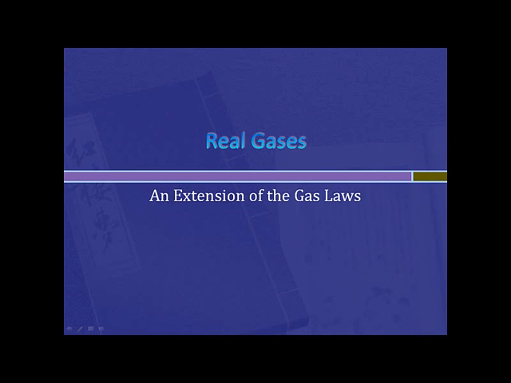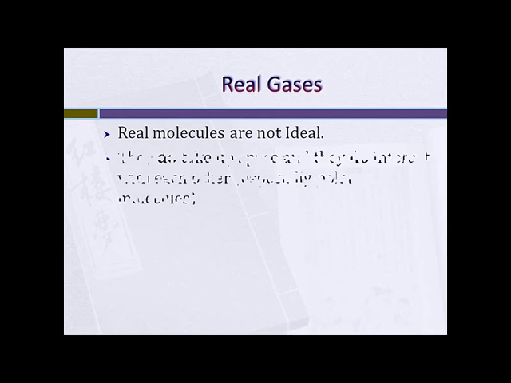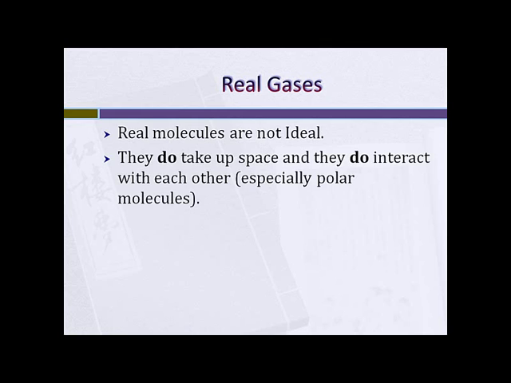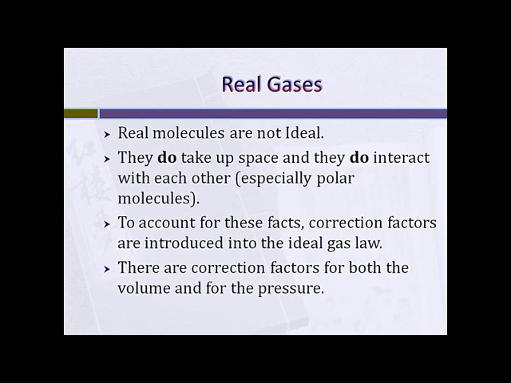This is the final podcast in our series on the gas laws, and this one is looking at real gases. Real gases are not ideal gases. You see, the particles aren't ideal. They do take up space, and they do interact with each other, especially polar molecules. So to account for these facts, correction factors are introduced into the ideal gas laws. And there are correction factors for both the volume and for the pressure.